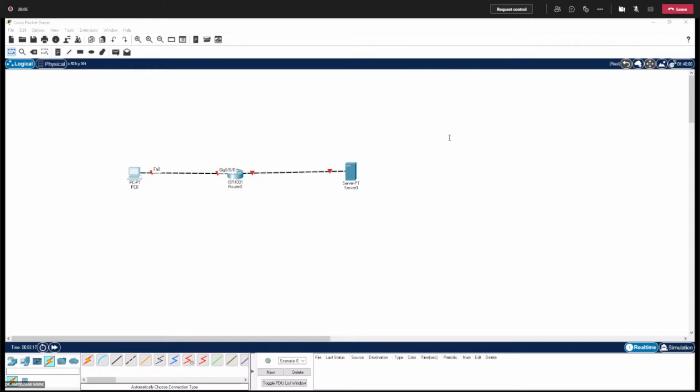So the IP address of computer is 192.168.1.10, and the gateway address of this computer is 192.168.1.1.